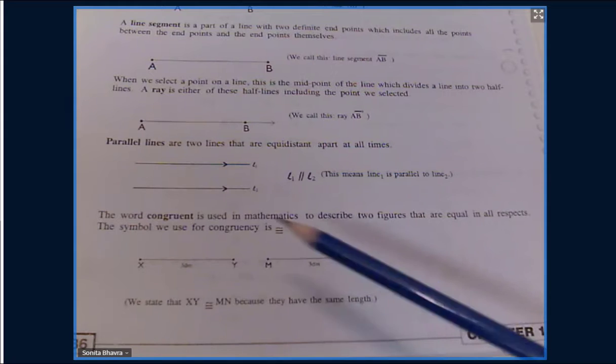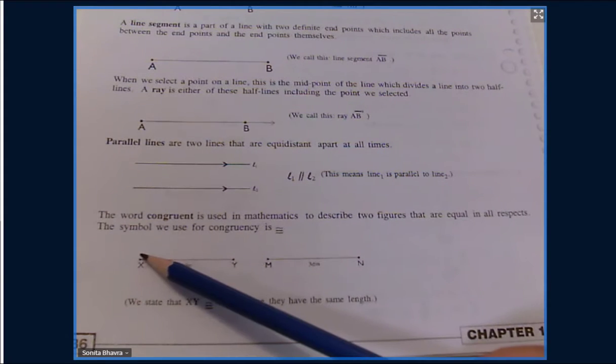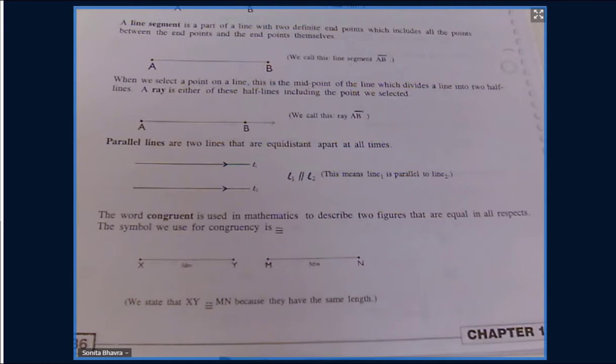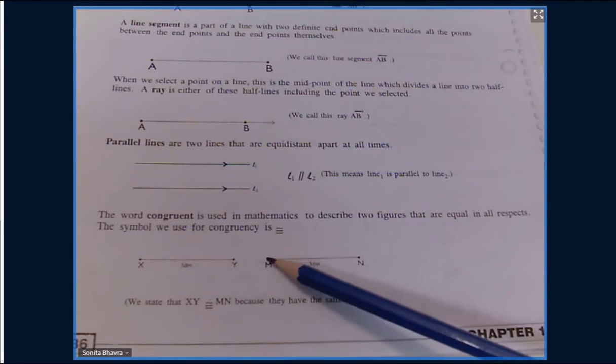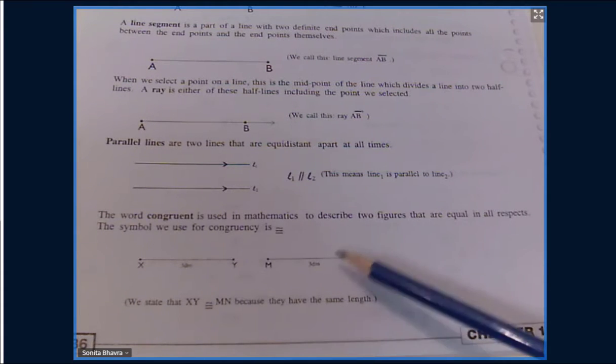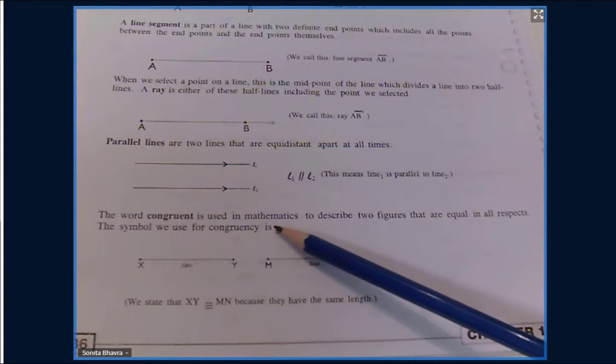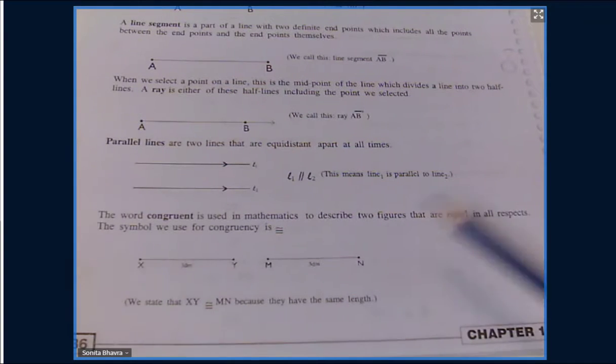All right, so if we look at this line XY, sorry, it's a line segment because it has endpoints. So line segment XY, and if we look at this line segment MN, they're both 3 decimeters and 3 decimeters. So we can then state that XY is congruent to MN because they have the same length. And that symbol looks like an equal sign with a squiggle on top.